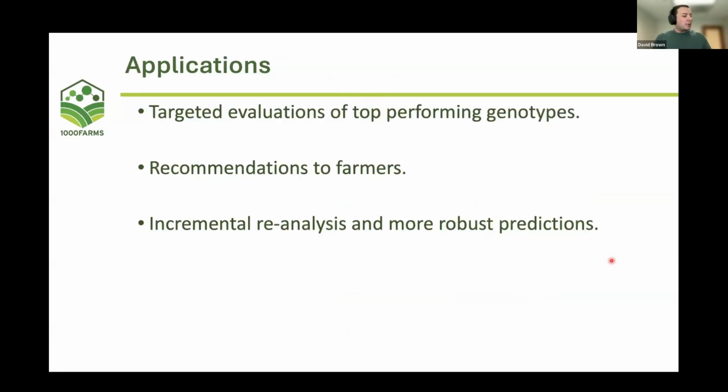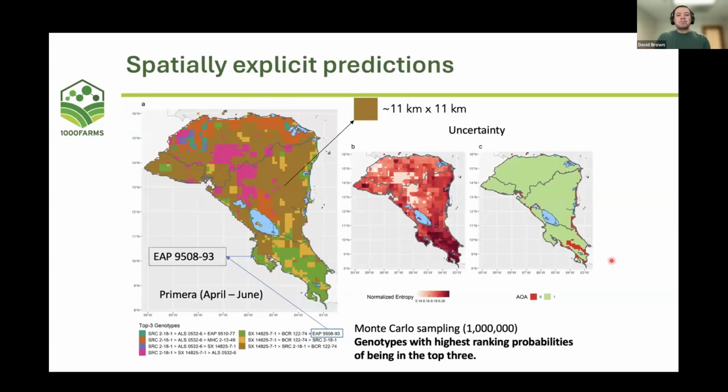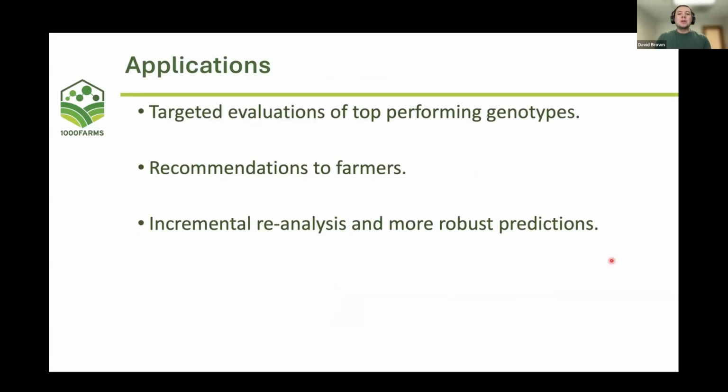So the potential application of these data synthesis and the results are targeted evaluations of top performing genotypes. As I briefly said before, instead of going from a very big list of genotypes to test, we now could have a more reduced set of varieties to plan a new evaluation in a specific location. If the predictions are in a lower uncertainty area, we could potentially go to direct recommendations to farmers.